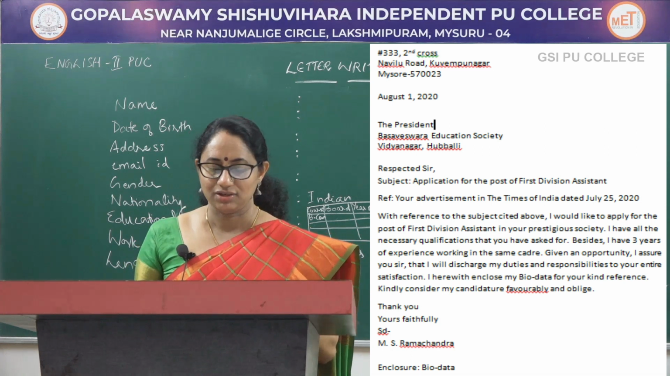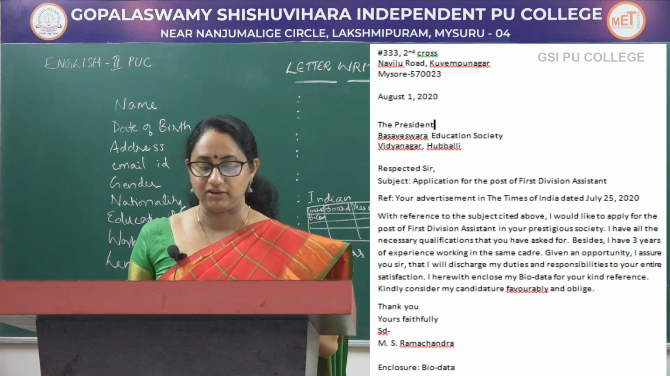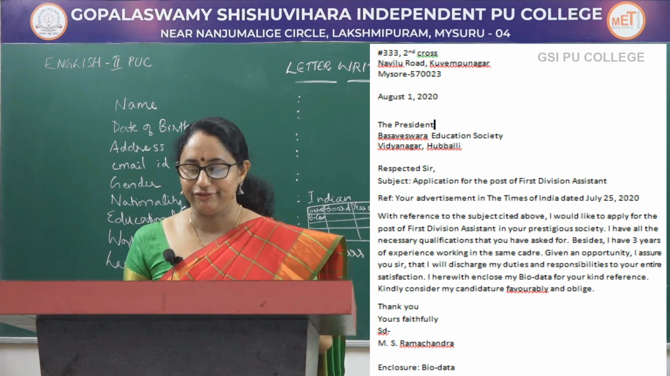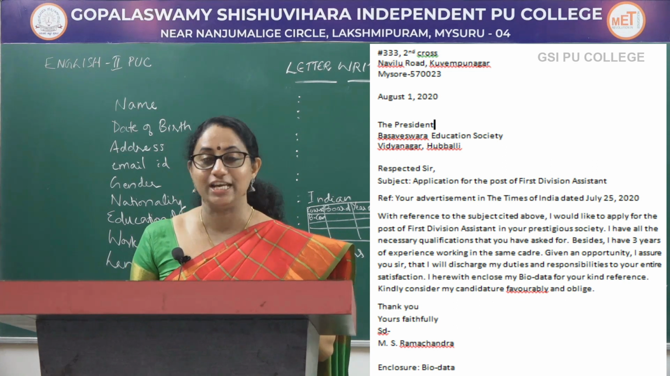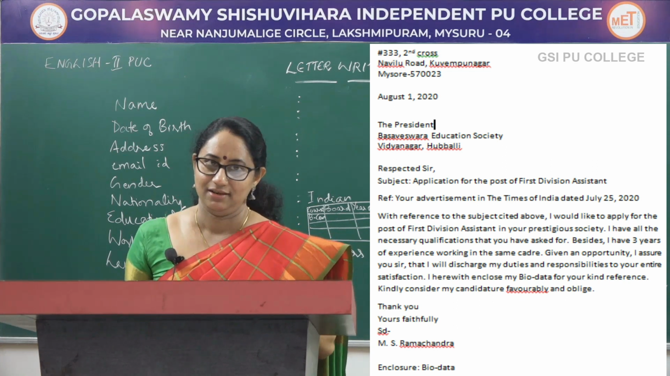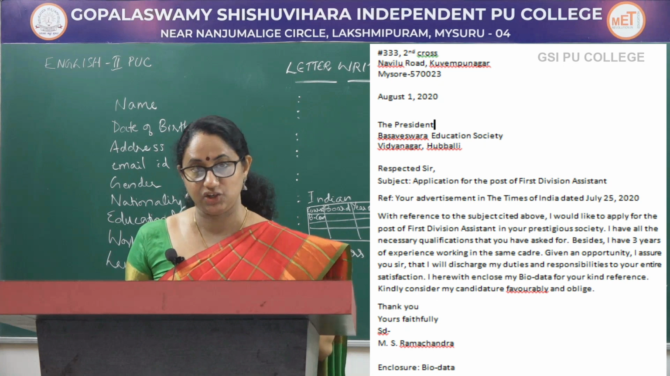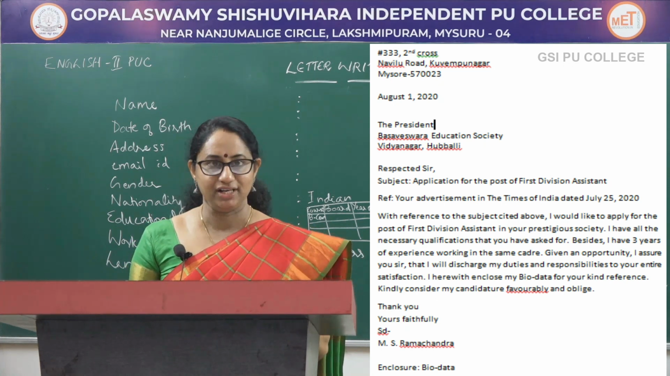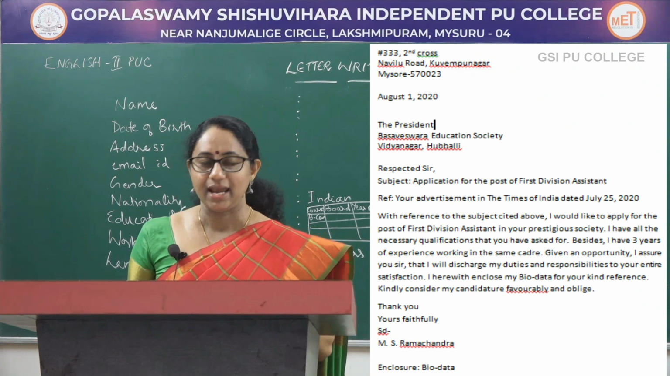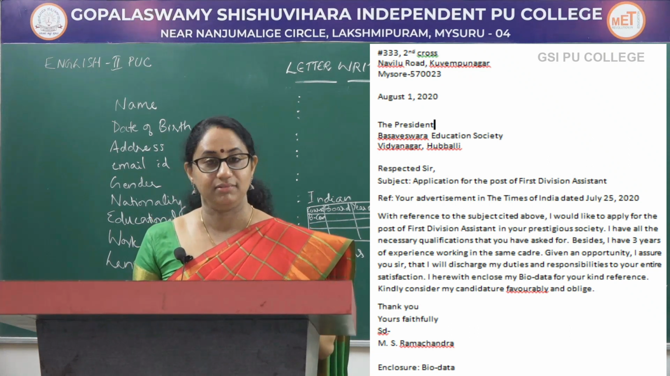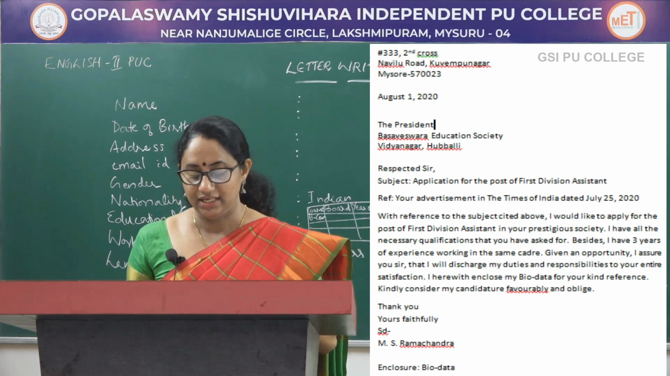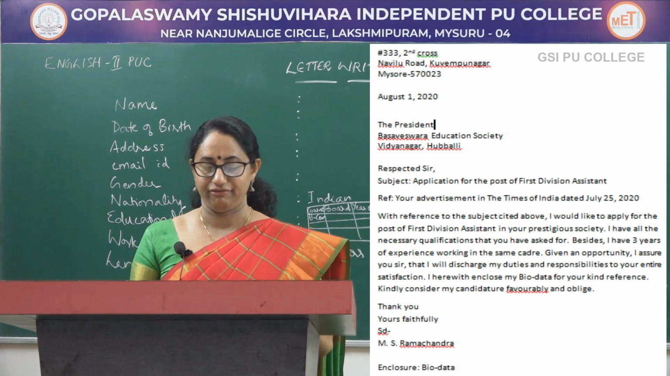And then comes the salutation, respected sir, subject, application for the post of First Division Assistant. That is the vacant post. Application for the post of First Division Assistant. Reference, your advertisement in the Times of India dated July 25th, 2020. So that is the reference.